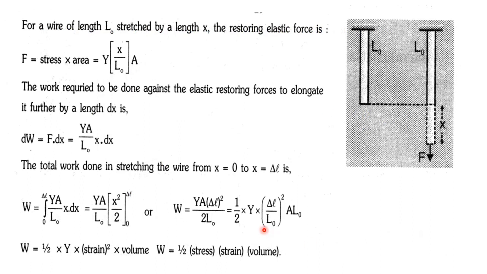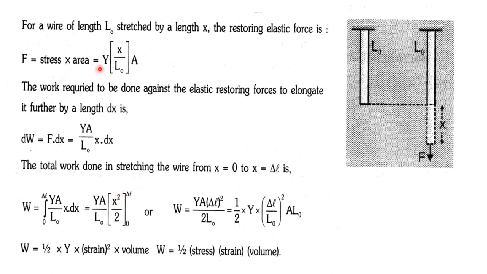Now we calculate the potential energy of a wire when there is a change in length under some deforming force. The work done, or the potential energy, is denoted as half into stress into strain into volume, or we can say half into Young's modulus into strain squared into volume. So actually half into stress into strain. So how do you write it, or how do you derive it?